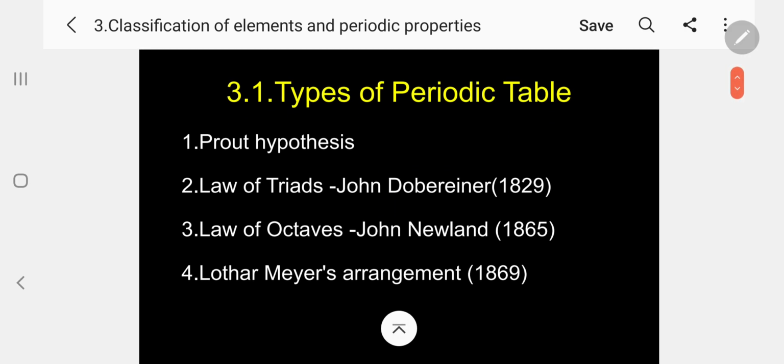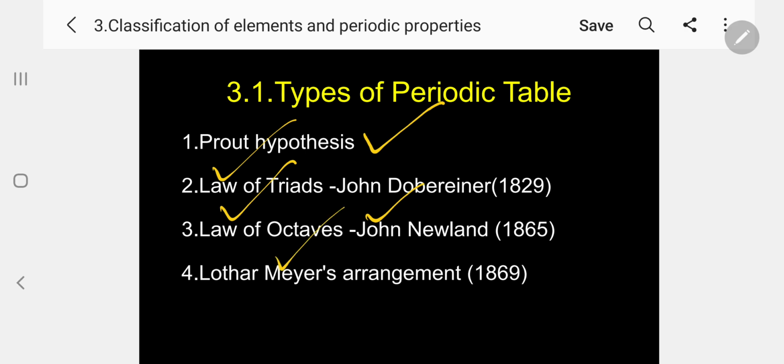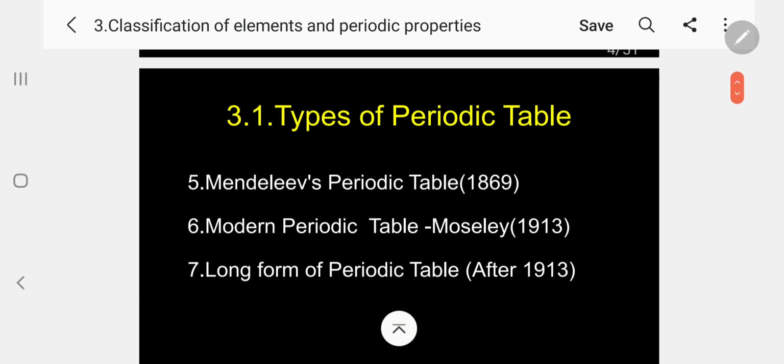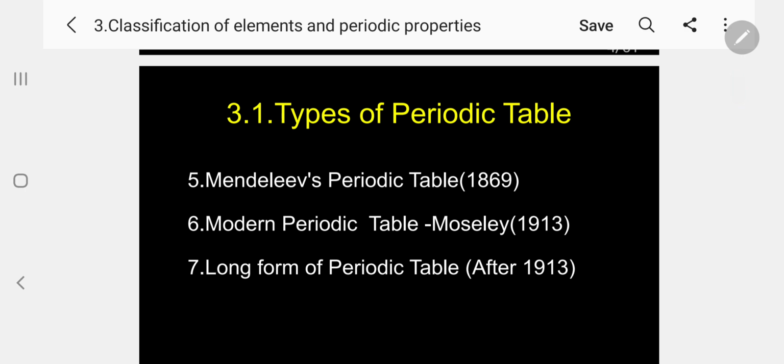What you have to study under the periodic table: number 1, Prout's hypothesis. Number 2, law of triads, introduced by Johann Dobereiner in 1829. Number 3, law of octaves, introduced by John Newlands, 1865. Number 4, Lothar Meyer's arrangement, 1869. And number 5, Mendeleev's periodic table, introduced in 1869. Modern periodic table, introduced by Moseley in 1913.